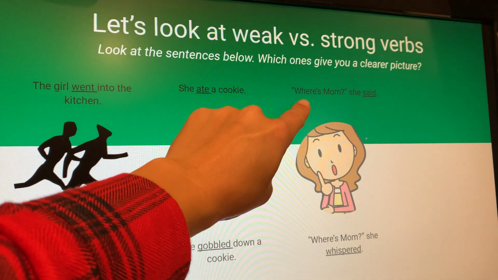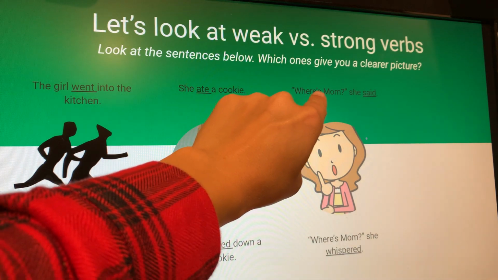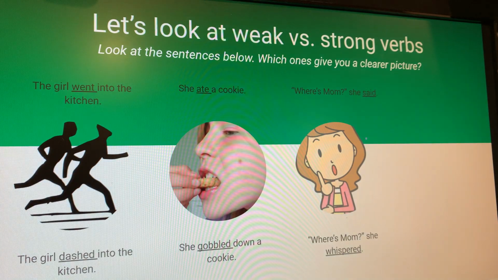Lastly, for the moment, we're going to say this one. "Where's Mom?" she said. Said is the verb. That's what she's doing. She's spoken. But it's a whole different thing to know, "Where's Mom?" she whispered. If you can imagine you were on a stage and you were reading your lines in a play in the theater, if the paper says, "Where's Mom?" she whispered, you're not going to say, hey, where's Mom? You're going to whisper it.